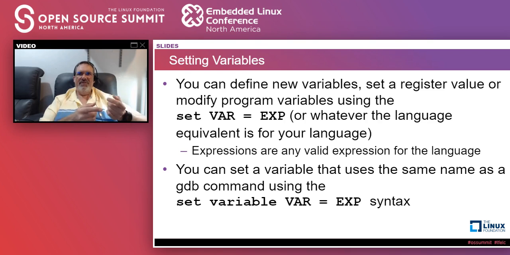Obviously, when we're writing our code, we don't necessarily know all the reserved words in GDB, so we may actually pick a reserved word as a variable. It's not a reserved word in our language, but it just happens to be a reserved word in our debugger. If that's the case, then we just use this variable designator here, and it will find the variable in your code by that name rather than the GDB function by that name.